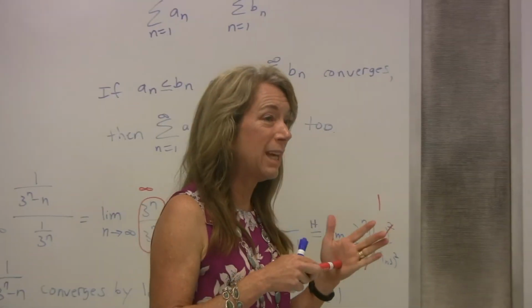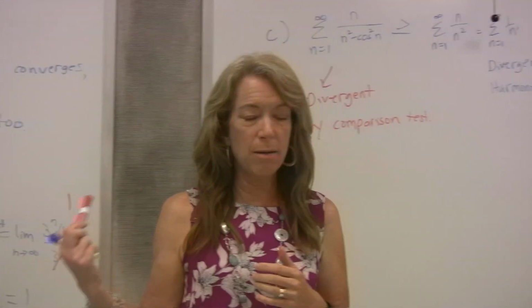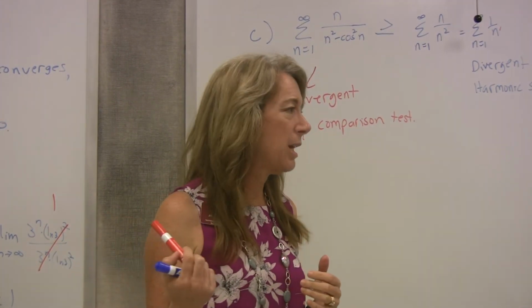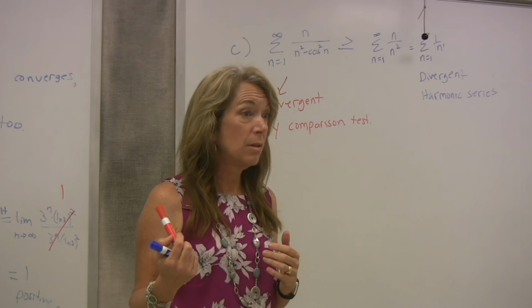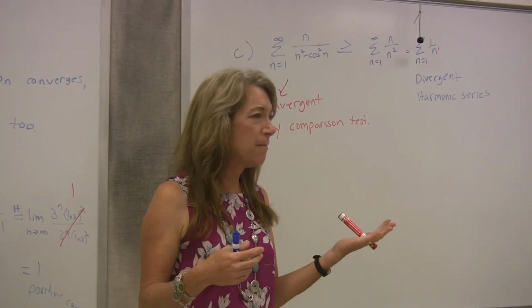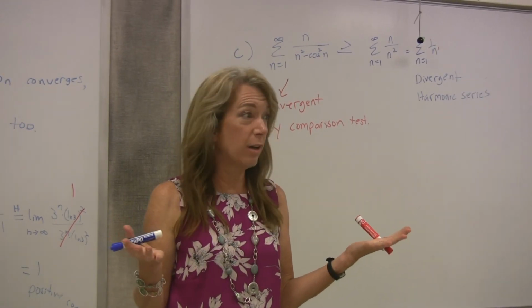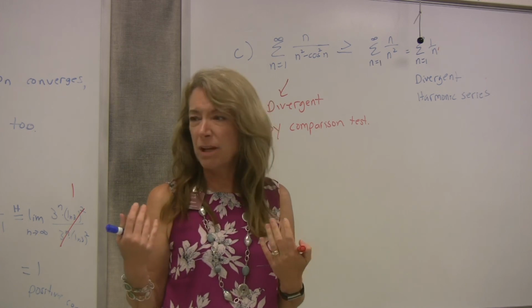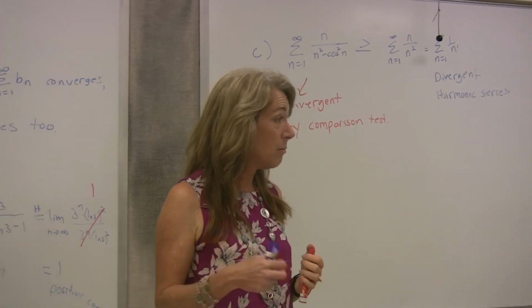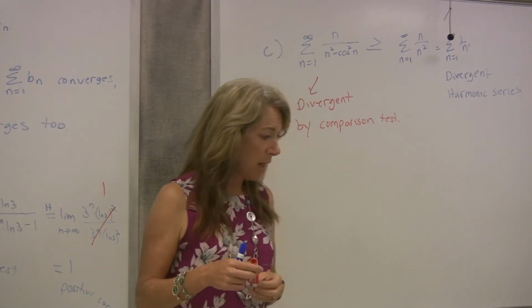If you don't get a positive constant when you do the limit comparison test, it's because you didn't pick the right one to compare it to. You might get 0, you might get infinity, which means that they're nowhere near each other. So sometimes you have to try something and it doesn't work, and then you try something else to compare it to, and then it goes from there.